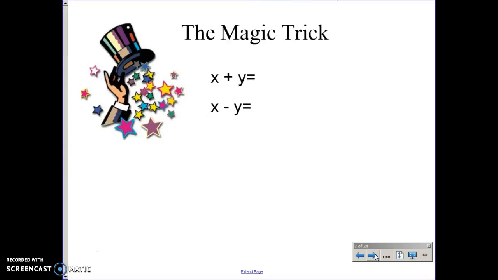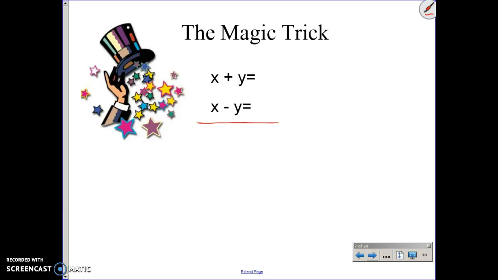All right, now remember that magic trick that we did? So this isn't on your notes page, but we did a little magic trick at the beginning of class. And I'm actually going to talk about how that works with elimination. There's a reason I was able to do that. Now remember, I said pick two numbers, add them together, pick two numbers, and subtract them.